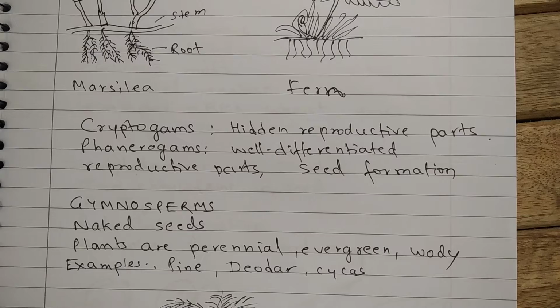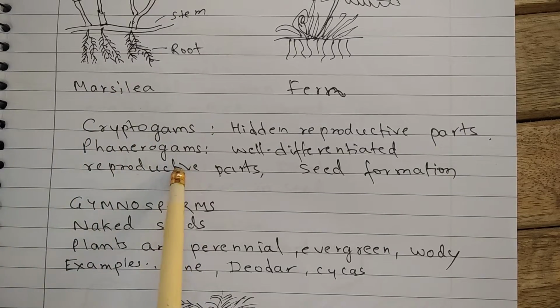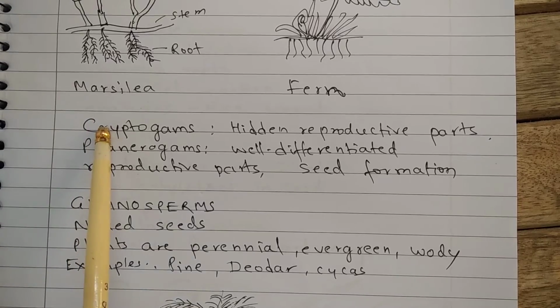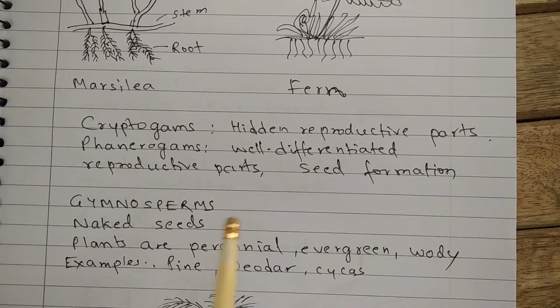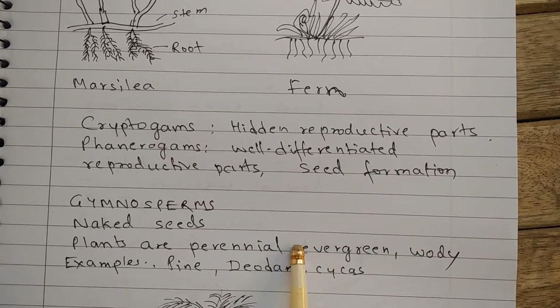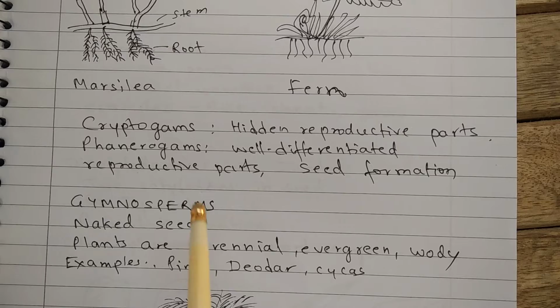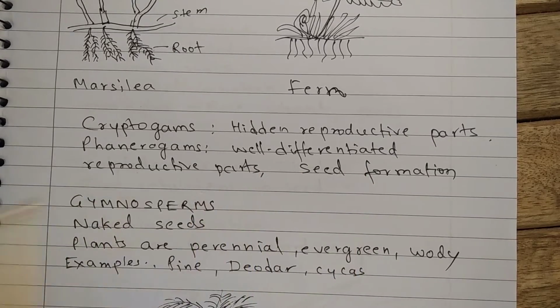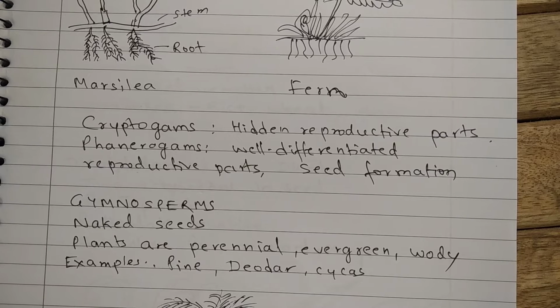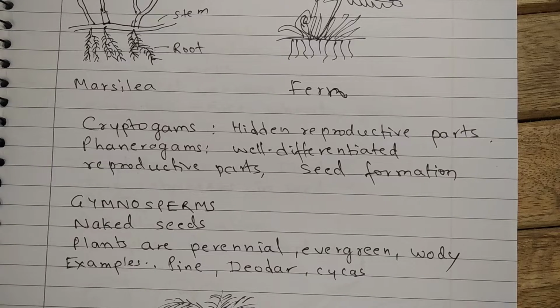A more scientific way of defining these categories is that cryptogams have hidden reproductive parts. That means reproductive parts are not well differentiated. In case of phanerogams, the reproductive parts are well differentiated. They can be easily identified and they can be segregated into male and female parts. And seed formation is the important aspect.